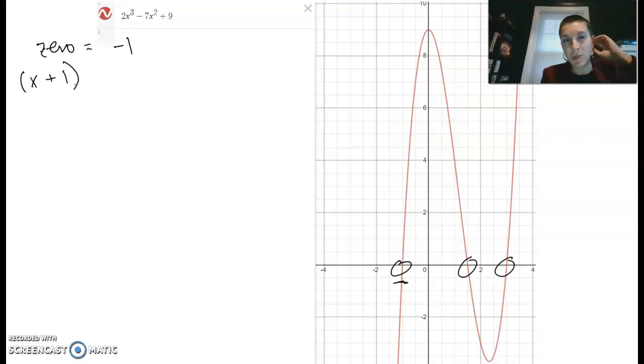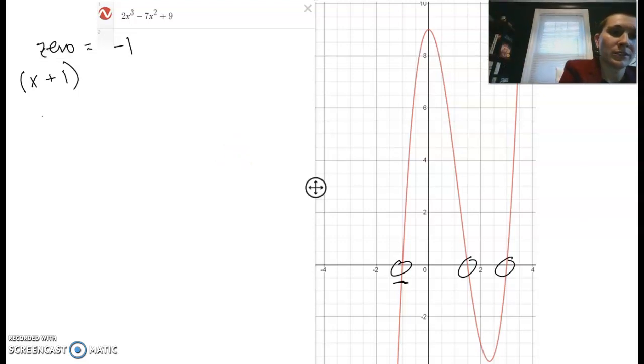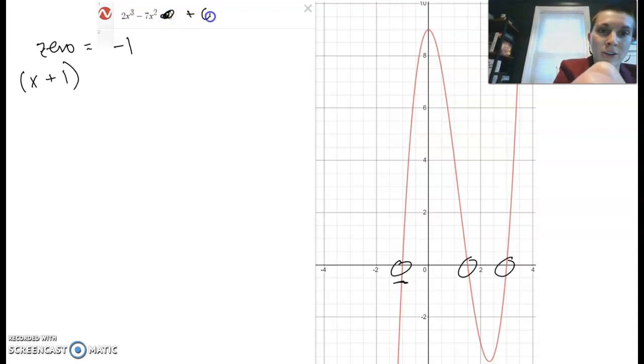Now, what's left over when I divide out x plus 1 from 2x cubed minus 7x squared plus 9? Great question. We're going to have to do some synthetic division to figure that out. First things first, I'm going to write 2x cubed minus 7x squared plus 9 in standard form, accounting for any zeros we need. So do we need zeros? If you said yes, you're correct. Note here, I do not have an x term, so I should have plus 0x plus 9.